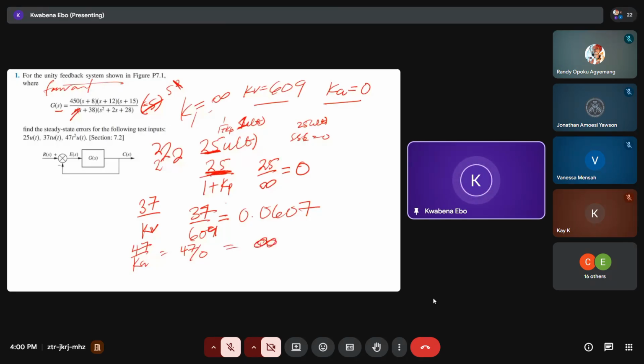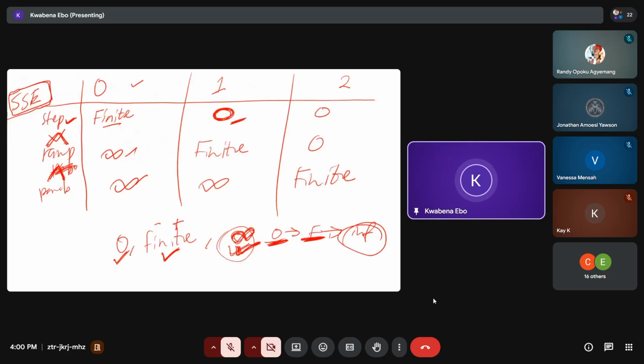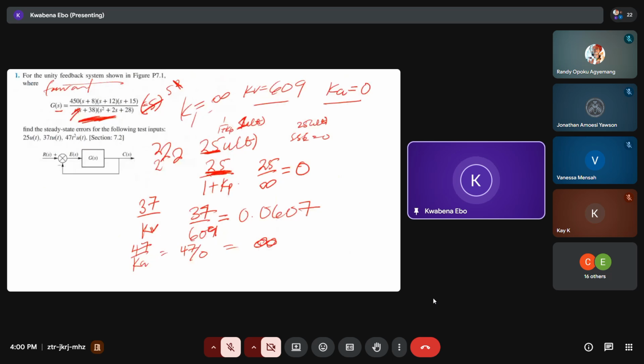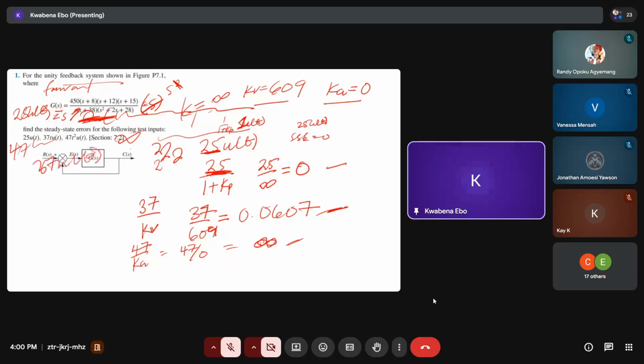If you realize it, we had a type 1 system from the question and a type 1 system from the other table. We know that it will be 0 for step response, a finite number for ramp response, and infinity for the other one. So we had 0 for step, a finite number, and infinity. If this came in an exam and you did not want to waste your time, you just realize that it's a type 1 system. So you write straight away that 25 u of t will give us 0 because it's a step input for type 1, and 47 t squared u of t will be infinity. Then you only solve for the 37 t u of t to save your time.